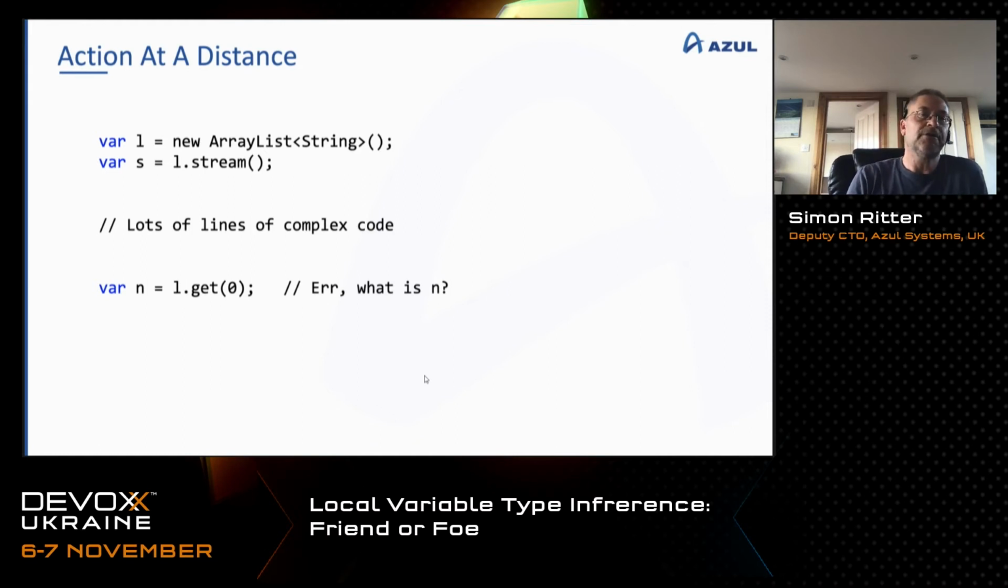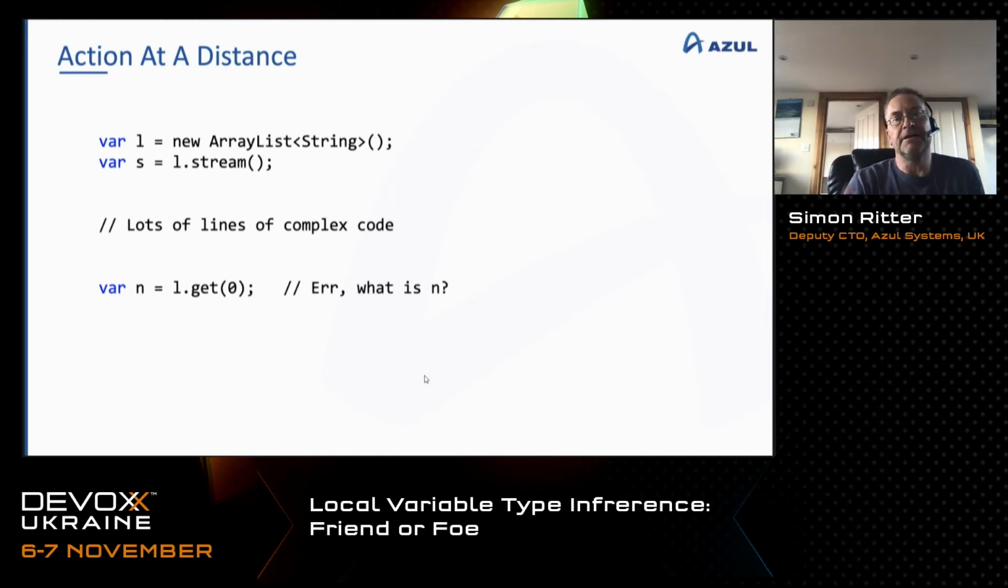If I have lots of complicated code and then I use L further down, then I run into a problem, because I look at that and I go, okay, so var n equals L.get(0). How do I know what the type of n is? Now, sure, if I look at that slide there and I can see all those lines of code, then it's easy for me to go, oh, L's above there, it's array list of type string, and so therefore n must be a string.